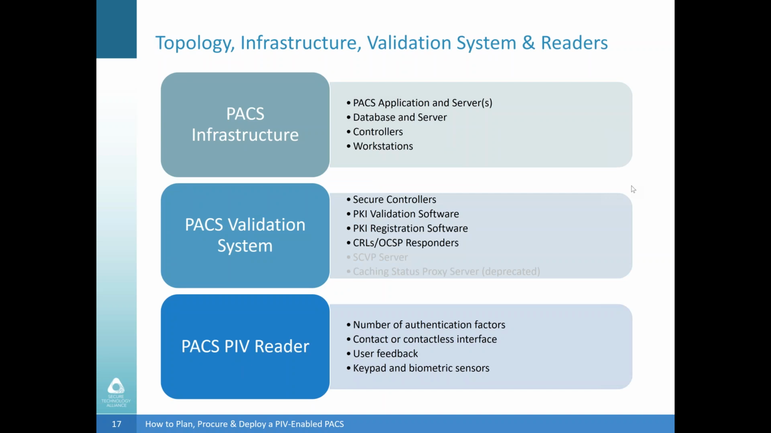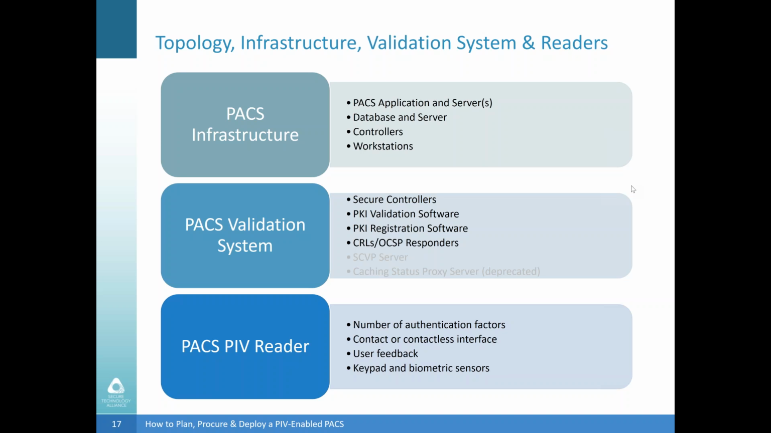Once the authentication mechanism has been selected, you can begin selecting the equipment you need to support them. I recommend starting with the types and numbers of authentication factors and quantities of readers you'll need. For each one, you'll need to determine what interface to use between the card and the reader, whether it's contact or contactless, how feedback will be provided to the users, for example, through LEDs and LCD display, audio enunciator, and whether you'll need things like keypads or biometric sensors.